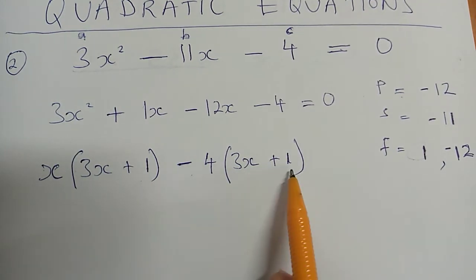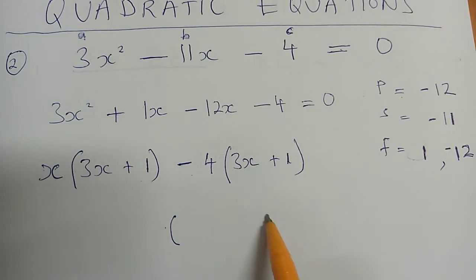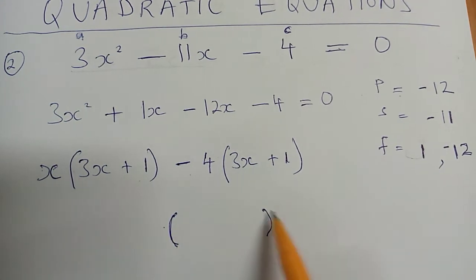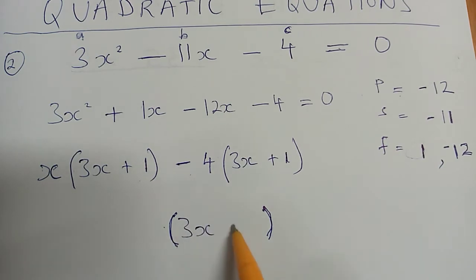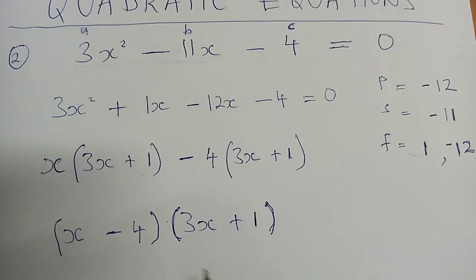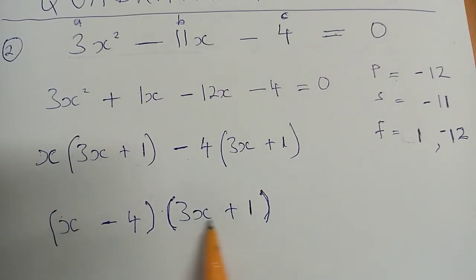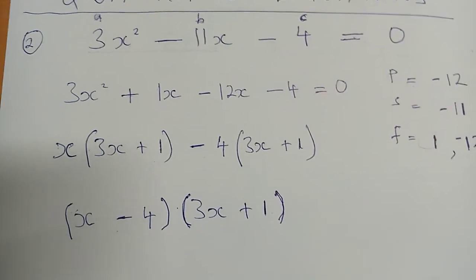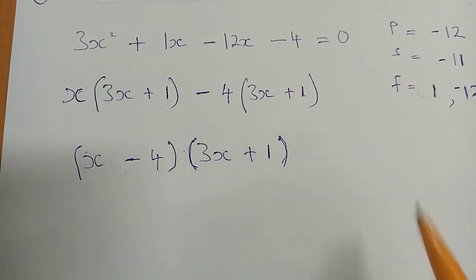And once we have common factors, we can factorize further. So we keep a bracket here, and in this bracket we place 3x plus 1. And we open a bracket before it, and we place these two, x minus 4. Why did we do this? Because x times 3x plus 1 is this bracket, minus 4 times 3x plus 1 is this second bracket. So we have finished factorizing it.